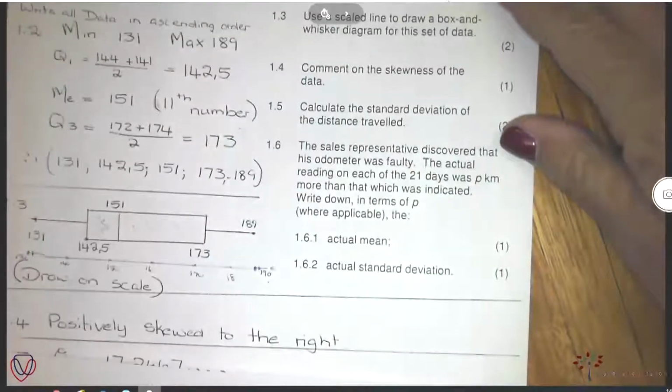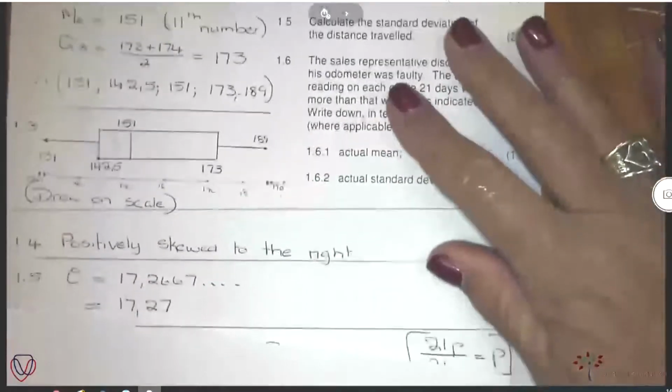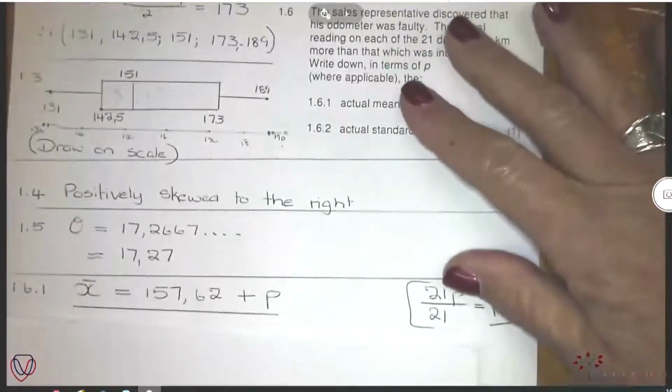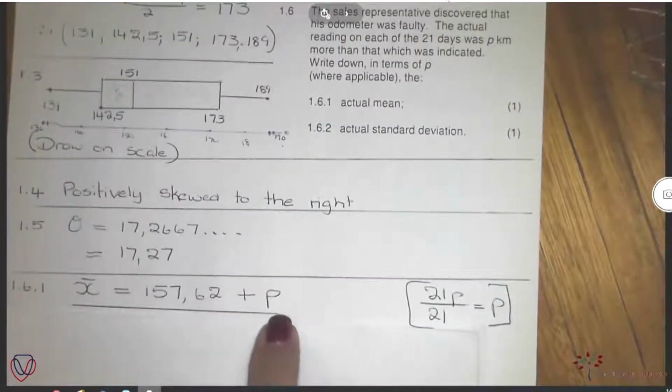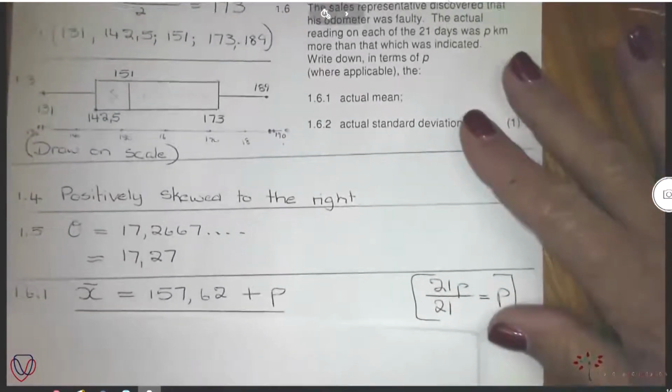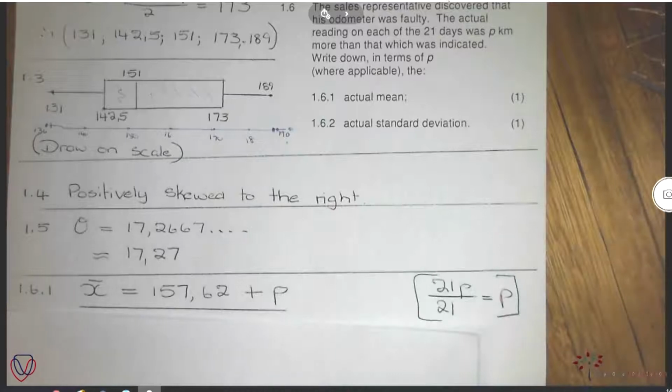You won't have to work out the mean again, please, because it's the same number that was added to your mean all the time. So this is your mean, and then you add the p. That is the difference after he realized that his odometer is not right. And it stays constant with each of those distances. So the mean will only move up by p units.